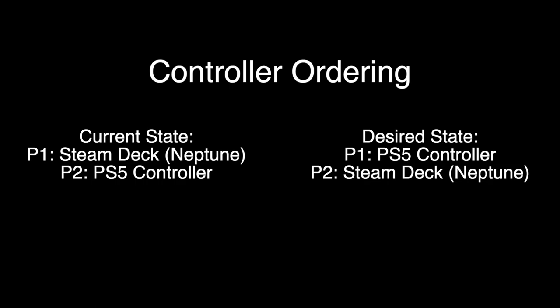So really quick, I need to explain how controller ordering works, which you can change in Big Picture mode in game. The current state is that the Steam Deck is being treated as the first player and the PS5 is being treated as the second player. What we need to do is actually make the PS5 the first player. As you'll see, not being the first player actually causes issues with being able to control the game. It's important to note that the Steam Deck controls are called Neptune, and you may see that in the menus.